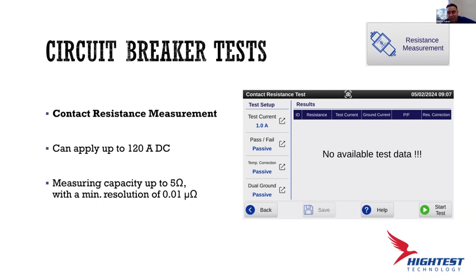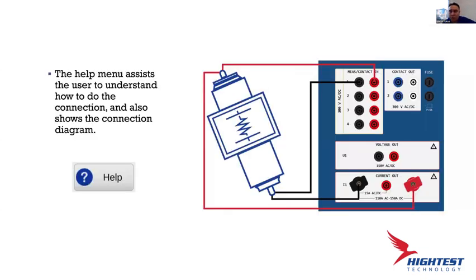You can add pass and fail criteria. Also, you can add temperature correction and the dual ground feature. You can do passive or active as well. If you don't know how to do the connection, in all our menus we have a help section. If you press that, the device shows you how to do the connection, helping the user understand it, and also shows the connection diagram.